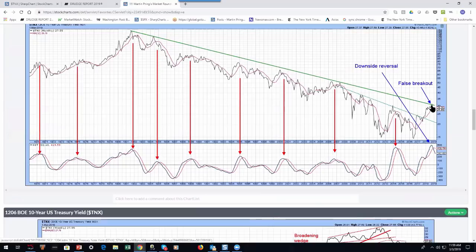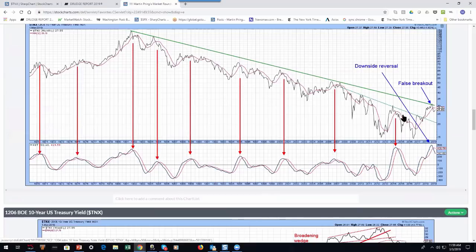Got up to the line, got a false breakout above it, and now we're back below the 12-month moving average again. And also the oscillator, the KST, is also bearish and still at a fairly overbought level. So what that suggests to me is that eventually I think we're going to be breaking through this green downtrend line here, and that will be the signal for a secular reversal.